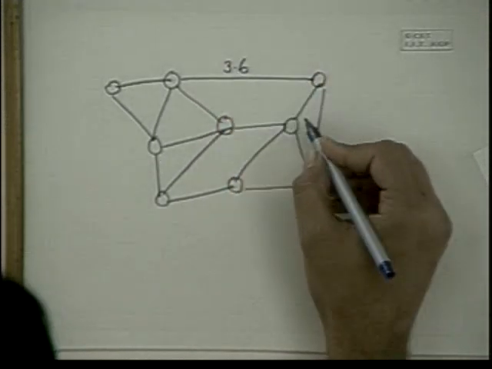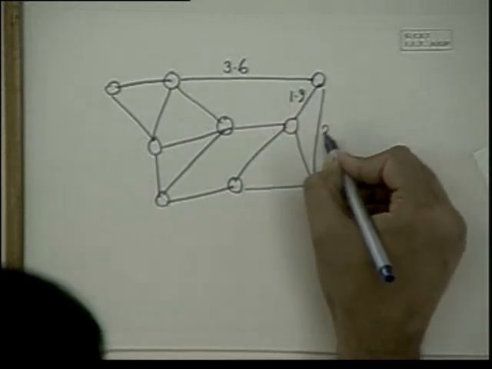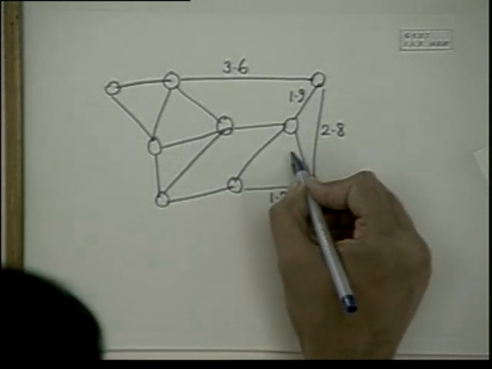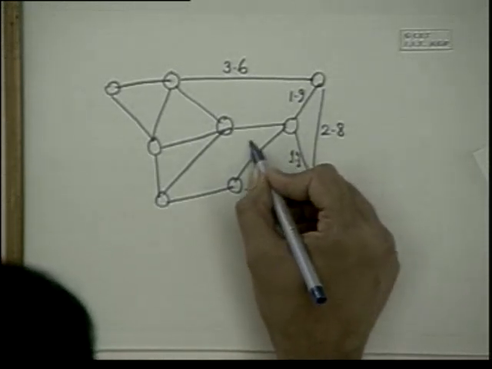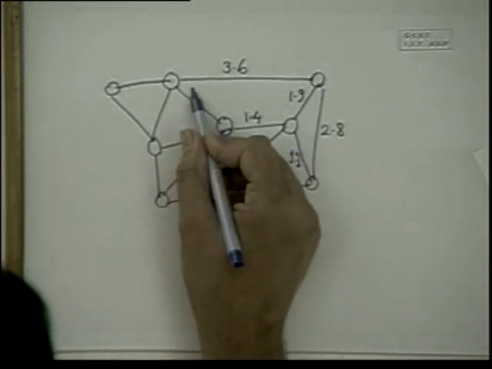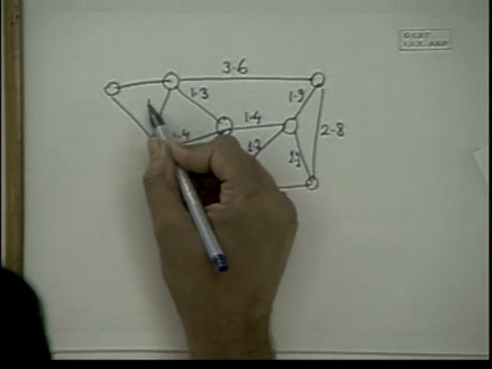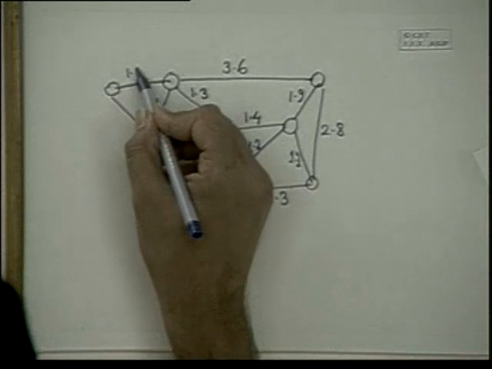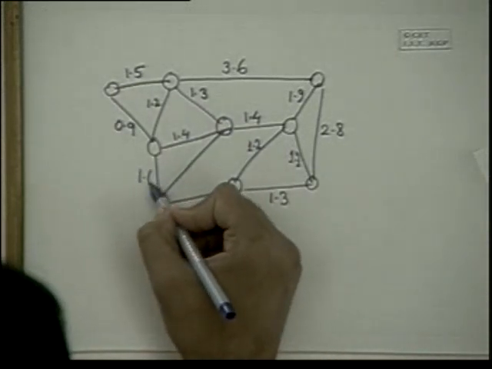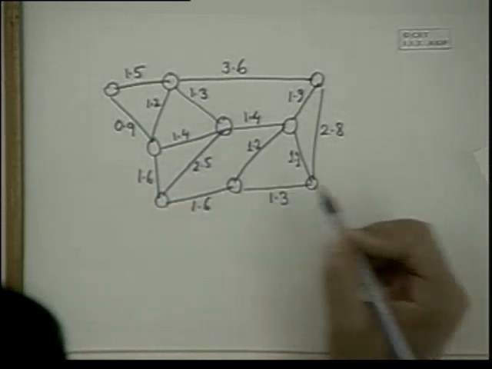So I'm just drawing one graph, some arbitrary graph with some edge weights. So I'm putting the edge weights here. These are the edge weights: 1.4, 1.3, 1.4, 1.2, 1.5, 0.9, 1.6, 2.5, 1.6.